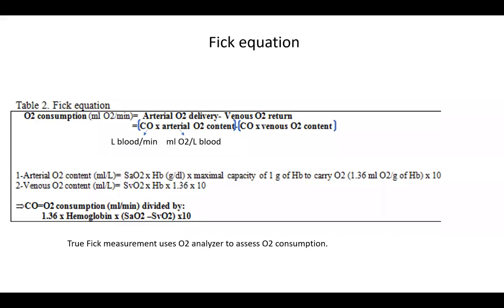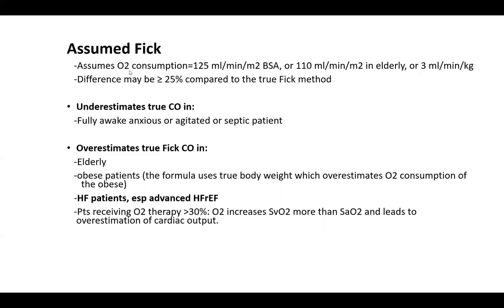Okay. So most often in the lab, in most labs, they don't calculate a true FIC cardiac output. They calculate what we call assumed FIC, meaning we don't measure O2 consumption. We assume it's a certain number. And that number is derived from the patient size, body surface area, or weight. So this is the assumed consumption, 125 milliliter per minute per meter squared. That's the most commonly used. Some software would use 110 for the elderly over 70 years old. Some would use the consumption per kilogram. The problem is that any assumption you use is fairly inaccurate.